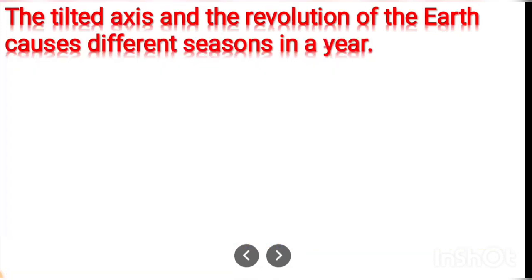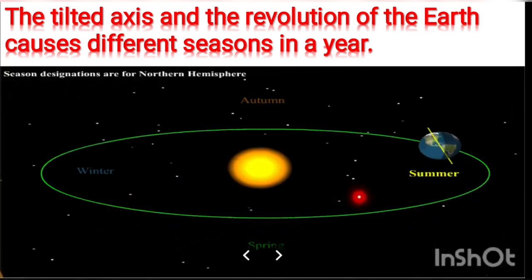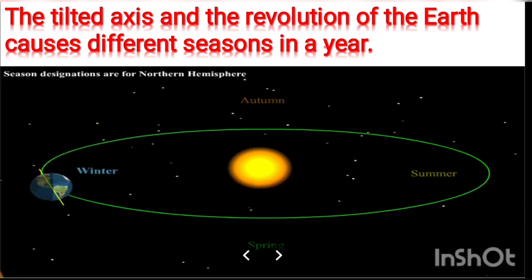Next, you have already been made aware of the axis, which is the imaginary line, and it is always tilted. It is not straight. So the tilted axis and the revolution of the earth cause different seasons in a year. So that's why we have different seasons. You can see when the earth is revolving on its tilted axis, we have different seasons. We have summer, we have autumn, we have winter, we have spring. That means the revolution of the earth causes different seasons, whereas you know that the rotation of the earth causes day and night. So don't be confused between these two terms.